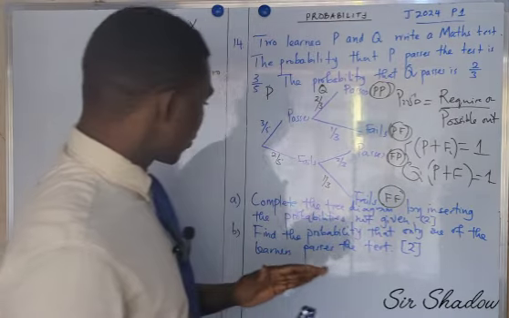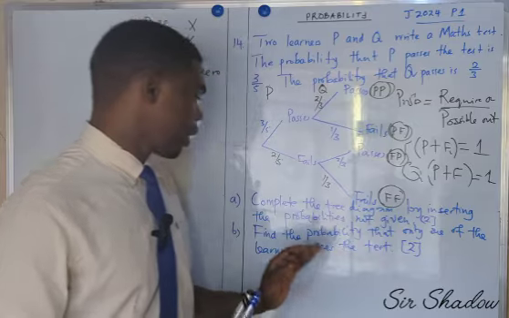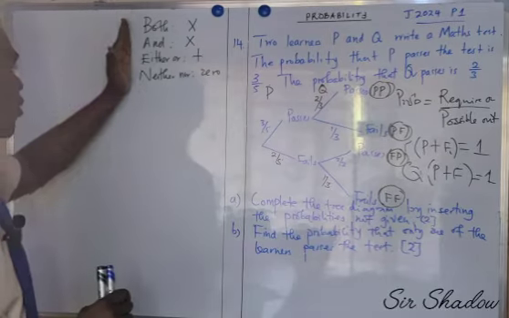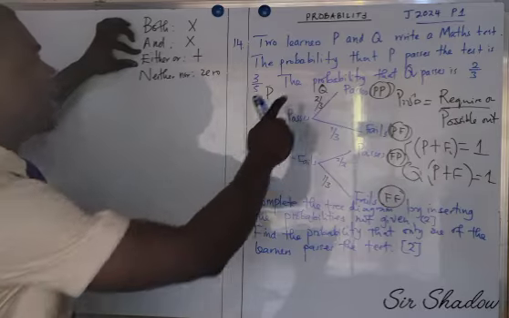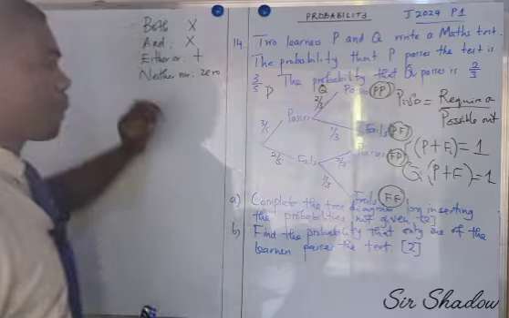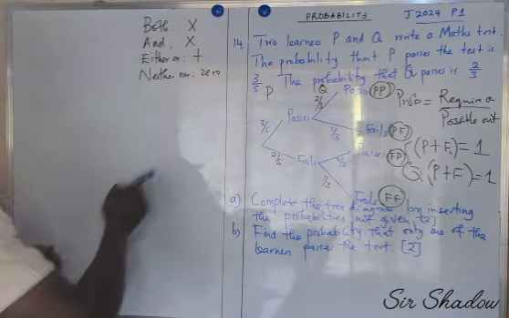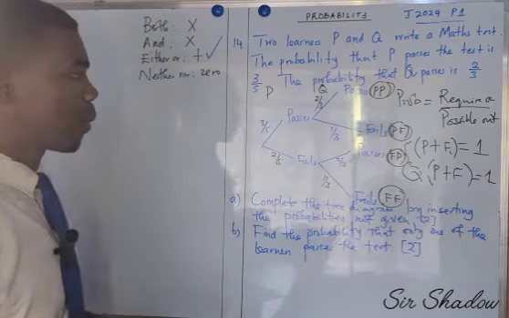Right. Considering part B, find the probability that only one of the learners passes the test. One of them passes, meaning either P or Q passes the test. So we are going to take this: either one of them is going to pass.